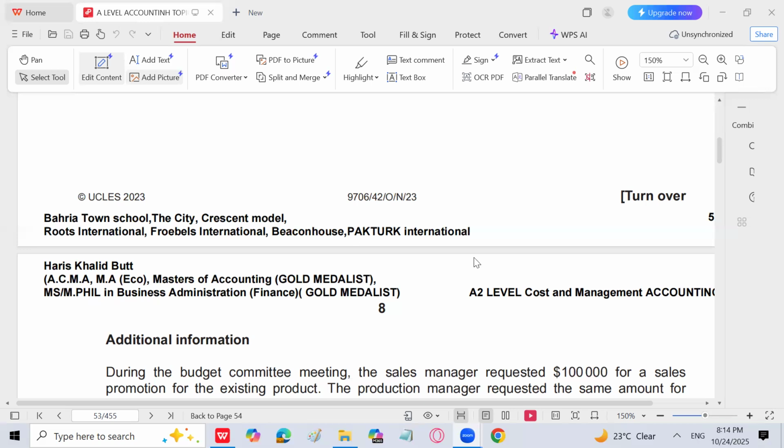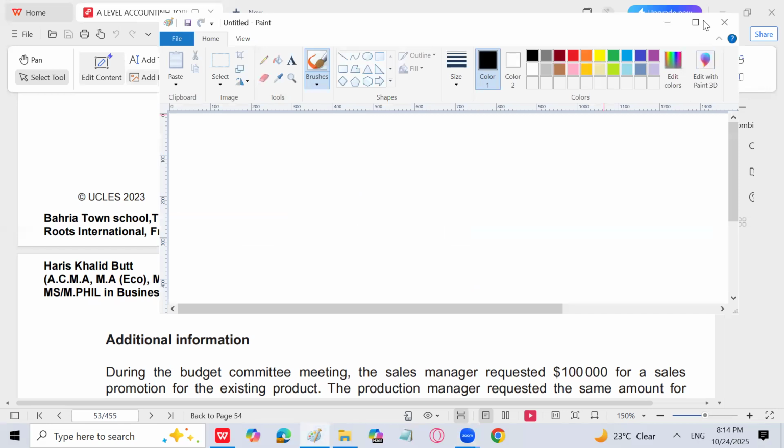So today we are going to discuss the question of budgeting, which came in October, November 23, 42. I'm expecting such a type of question in the exam in October, November 25, 42. The question wanted us to prepare a production budget, purchase budget, and a trade receivable budget. So what is the format of a trade receivable budget? Let's discuss that first.